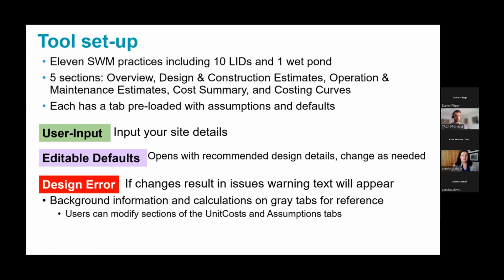The tool has 5 sections for each of these practices, but there's only 2 that generally require your input, and that will be the design and construction estimates section and the operation and maintenance section. Those will have the green user input cells. Those will be particular to your site details.